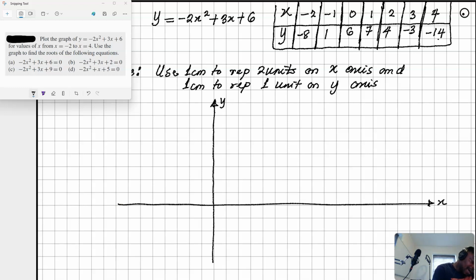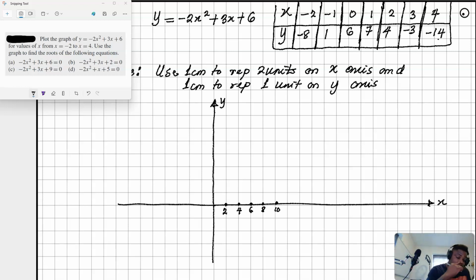So it's saying on our x-axis, 1 centimeter represents 2 units. Remember, from here to here is 1 centimeter, from here to here is another centimeter, another centimeter, another centimeter. So each of these centimeters represents 2 units on the x-axis. You already know you're counting in twos. So 1 centimeter is 2 units, another 1 centimeter is another 2 units. This is 4. This is 6. This is 8. This is 10. That is how it works.